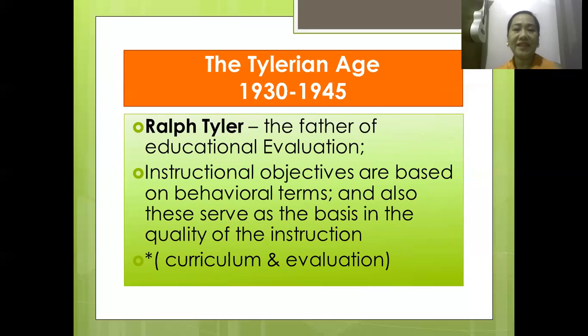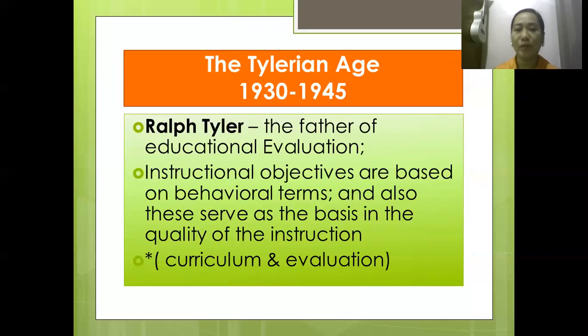The next would be the Tylerian Age. The most famous person during this time was Ralph Tyler, who was considered the father of evaluation. He focused on instructional objectives based on behavioral terms, and this served as the basis and quality of the instruction. So the curriculum and the evaluation are put together and considered together as the basis in trying to evaluate an institution.